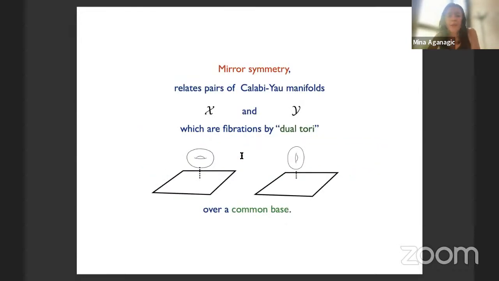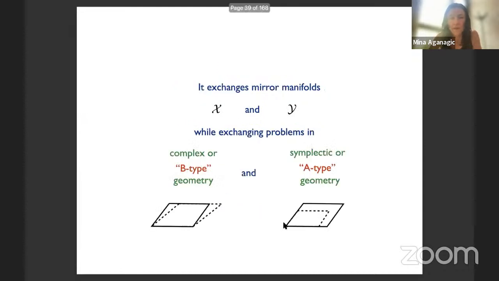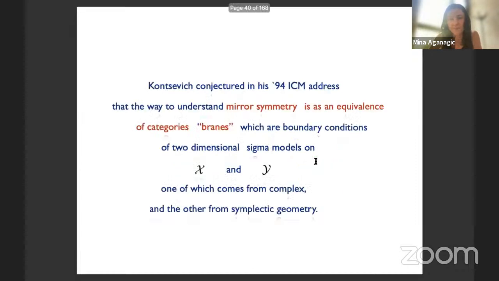Mirror symmetry relates pairs of Calabi-Yau manifolds, which are fibered by dual tori over a common base. So mirror symmetry exchanges the mirror manifolds by exchanging problems in complex, or B-type, and symplectic, or A-type, geometry. Kontsevich conjectured in his 94 ICM address that the way to understand mirror symmetry is as an equivalence of categories of branes.